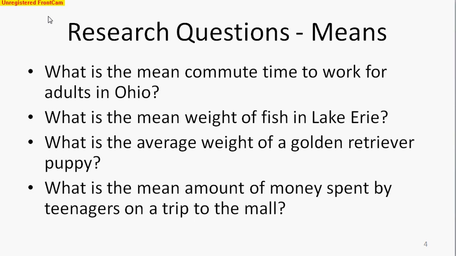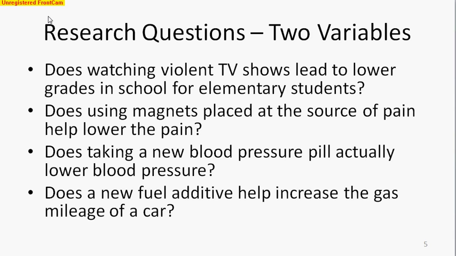Another example would be, what is the mean weight of a fish in Lake Erie? What is the average weight of a golden retriever puppy? What is the mean amount of money spent by teenagers on a trip to the mall? Again, these are all questions where the answer is going to be an average or a mean. And the other type of research question is when we're looking at the relationship between two variables. Now, I'm not talking about asking two variables. I'm talking about looking at the relationship between two variables.